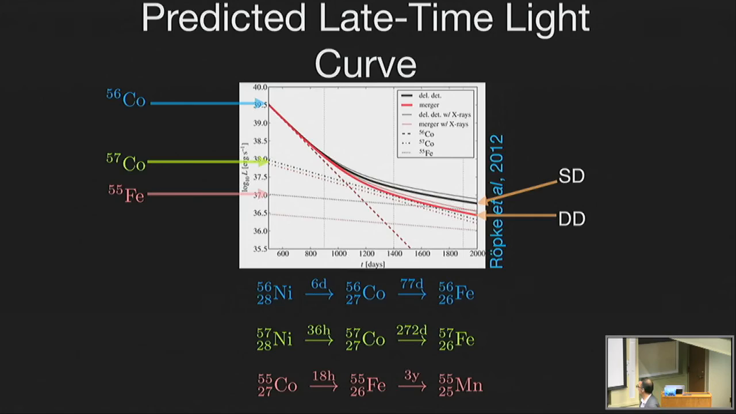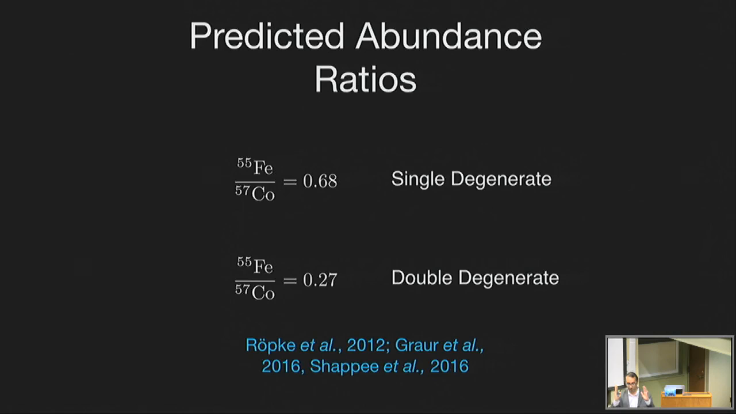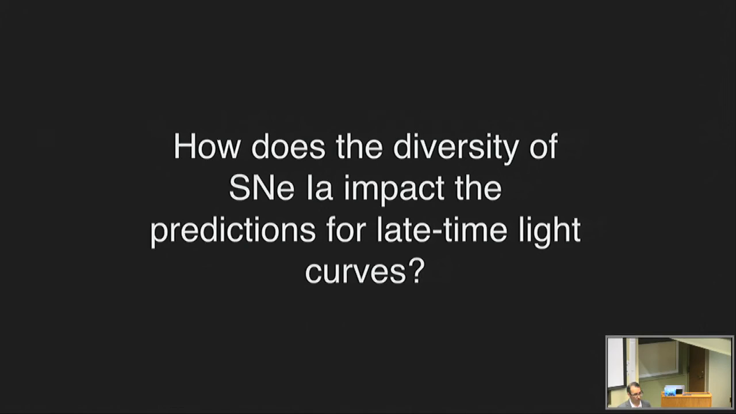The models so far have staked out two firm predictions. There's a single degenerate prediction and a double degenerate prediction. Iron 55 to cobalt 57, 0.68. The double degenerate gives you a ratio of 0.27. The question I want to ask is, how does the impact of supernova diversity impact that prediction?